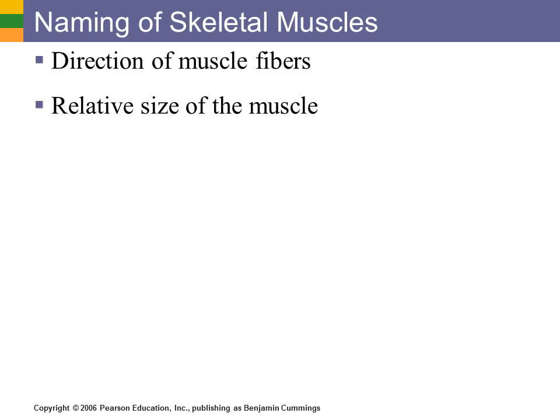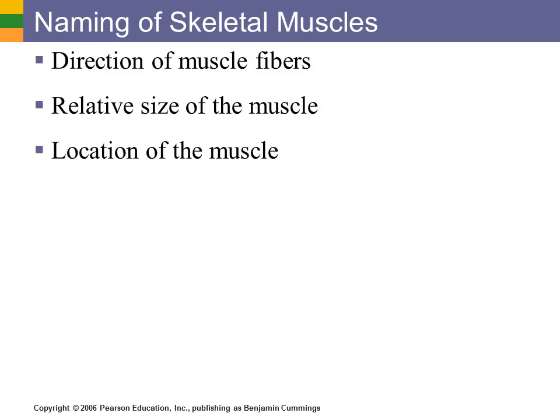For example, the rectus femoris. Rectus means straight, so rectus femoris is the straight muscle fibers of the femoral area. The other term that we use many times is the relative size of the muscle. For example, if it's large, they might say maximus, like gluteus maximus, large muscle.